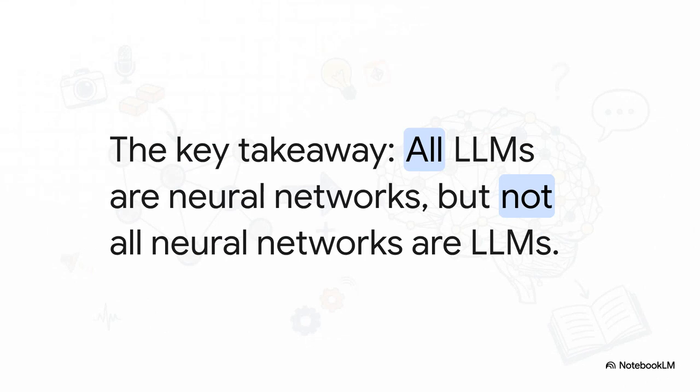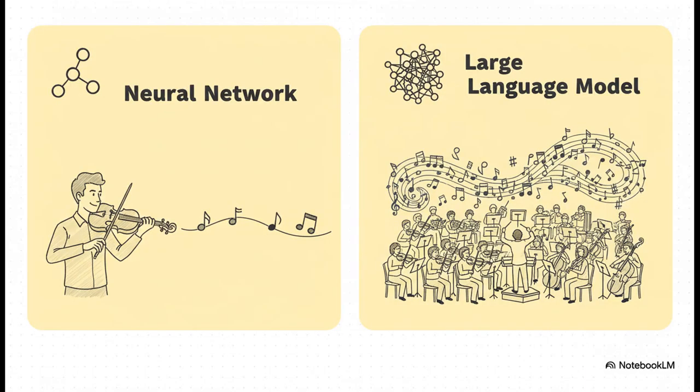So if there's one thing you remember from all of this, make it this sentence. It's simple, but it's crucial. All LLMs are neural networks, but not all neural networks are LLMs. It's just like how all squares are rectangles, but not all rectangles are squares. It's the exact same relationship. I love this analogy because it makes it so clear. A regular neural network is like a single musician. They can get really, really good at playing one specific song. But an LLM, that's the full orchestra. It takes all of those individual parts and combines them to create something with harmony, complexity, and real meaning.